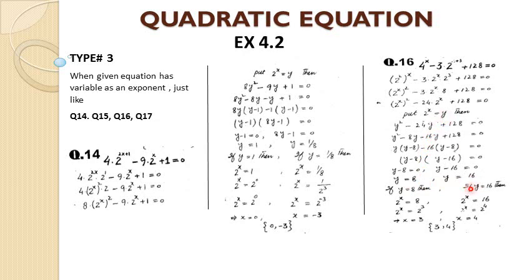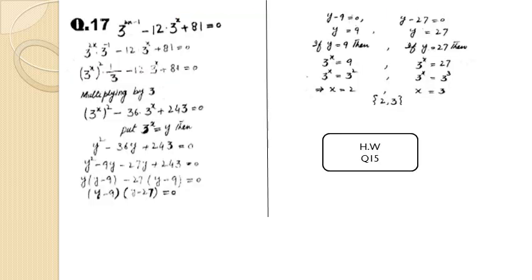Again putting the value here. So 2 raised to the power x is equal to 8. It means, what should I put here to get 8? 2 cube. Why? Because the bases are the same, the powers should be equal when we have an equal sign. So x is equal to 3, and 2 raised to the power 4 is 16, so x is equal to 4. So 3 and 4 is the answer. Question number 15 is the homework. Now question number 17 is here.